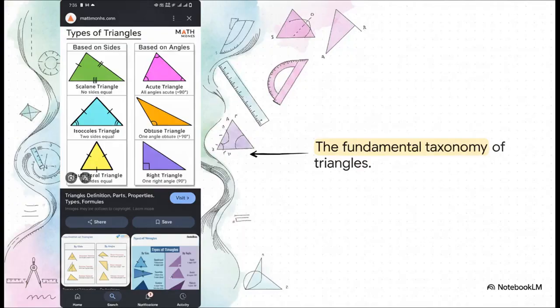So take a look at this foundational chart. At first glance, you just see 6 colorful triangles. But the absolute brilliance of this infographic is how it perfectly splits triangle classification into 2 parallel columns. Right there on the left, we've got a column explicitly labeled based on sides. And over on the right, a column labeled based on angles. This right here is the absolute core to mastering triangles, recognizing that you're always classifying them based on one of these 2 totally independent families of rules.